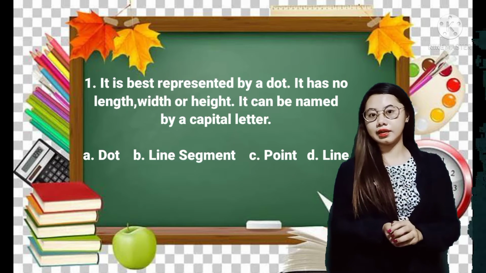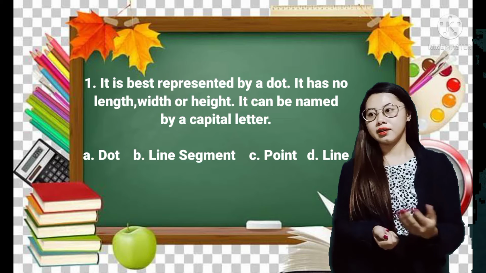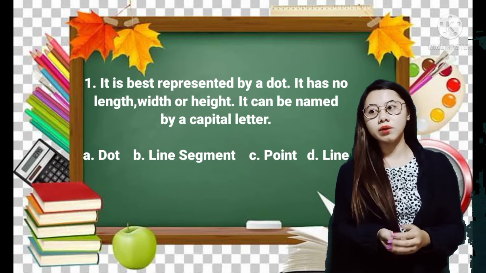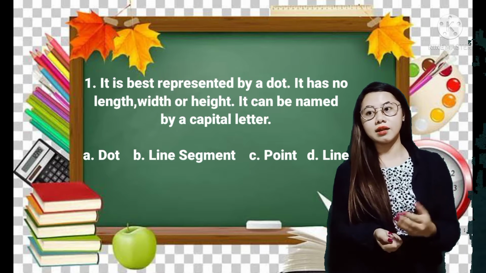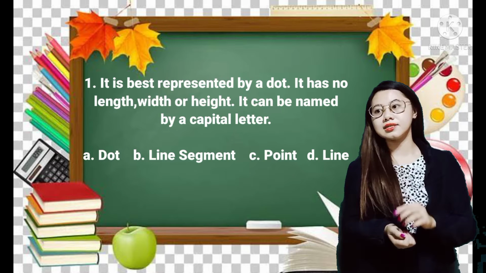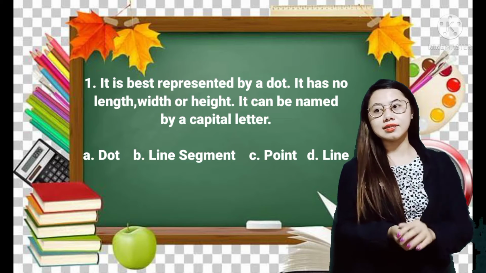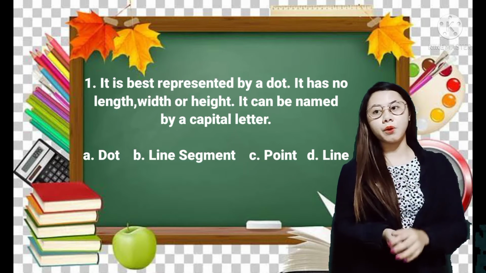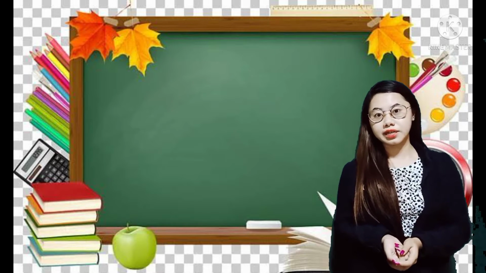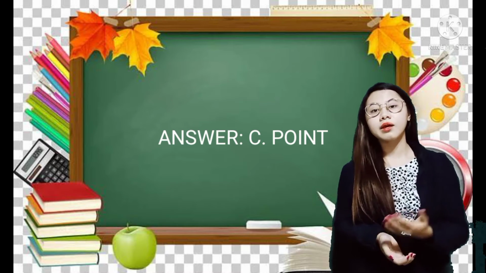The first question in our quiz is: it is best represented by a dot. It has no length, width, or height. It can be named by a capital letter. A is dot, B is line segment, C is point, D is line. Very good. The answer is C, point.